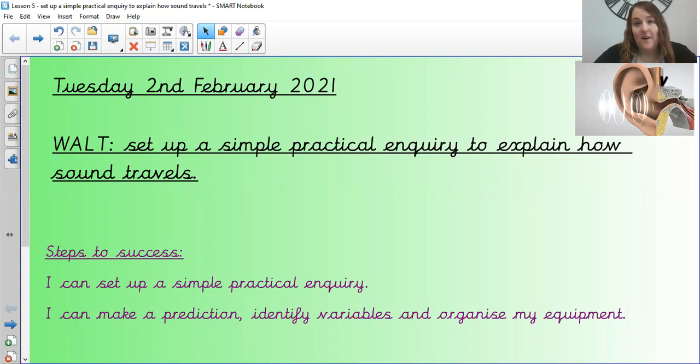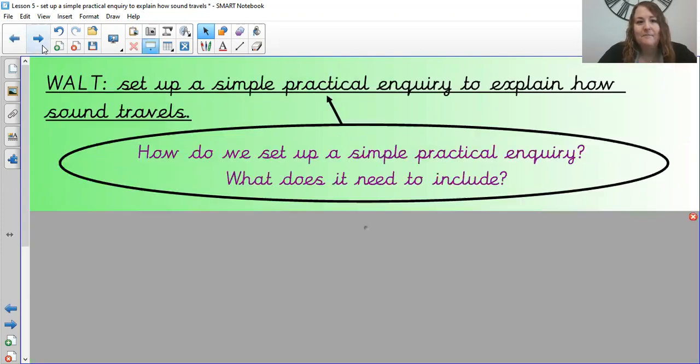This is lesson 5 of our sound unit, and today we will be learning to set up a simple practical inquiry to explain how sound travels. So this is the first part of 2 lessons. You'll do the setup today, and then you'll carry out your investigation next week. But your steps to success today: you're going to be setting it up, and you will today be making a prediction. You'll identify variables and you will organize your equipment. Okay, let's get started then.